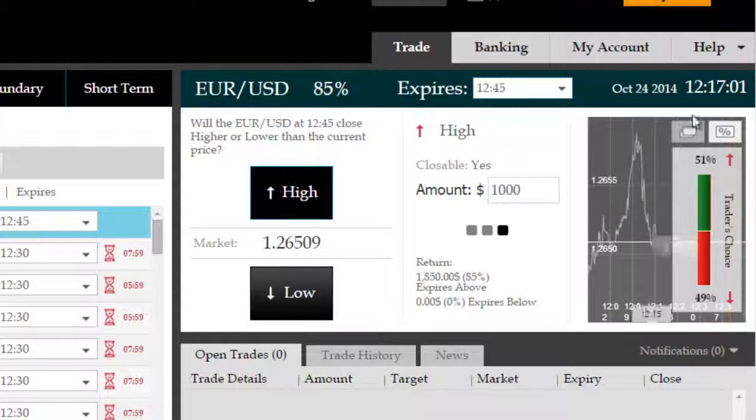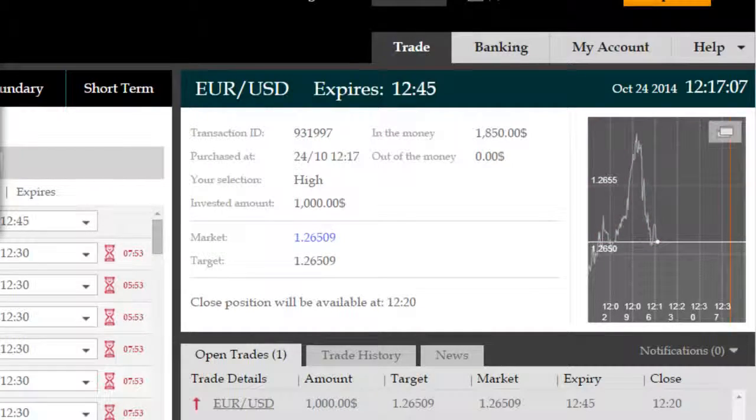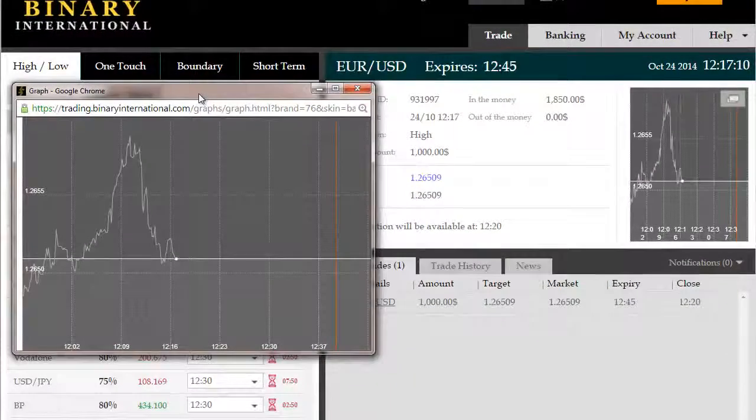So we'll go for a $1,000 trade on the Euro USD for an 85% payout to expire at 12:45, just under 30 minutes from now. Just going to zoom in on the chart here to get a better view. And we have entered the trade, so we'll come back to you just before or at expiry.